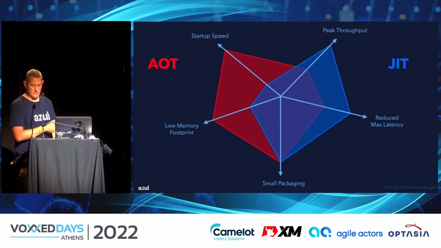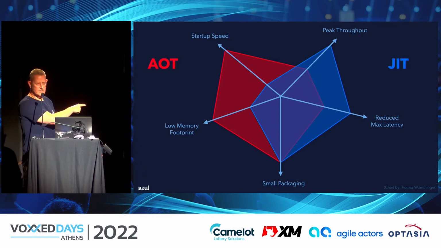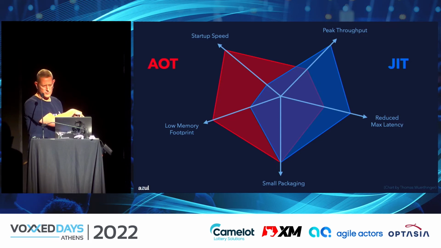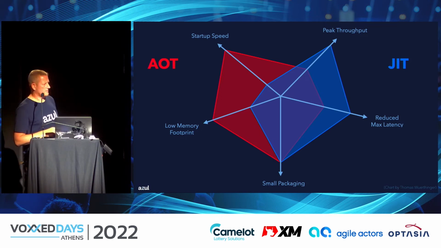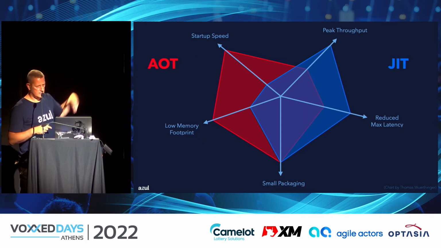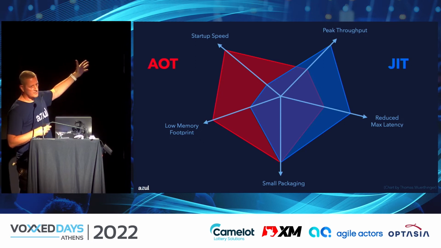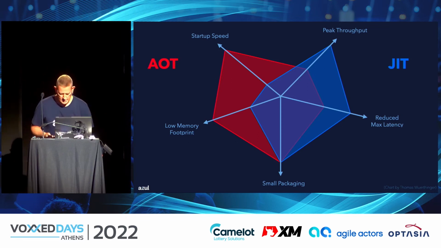Okay. This is something I found on the web. It's just the same that I told you already. The reduced max latency here is related to the garbage collection because this is different in GraalVM. And this is a chart from a GraalVM guy, but I thought it's quite interesting to see. In principle, it shows that the peak throughput is higher with the JIT, but startup speed for AOT is faster, with a low memory footprint, and so on. I already told you that.